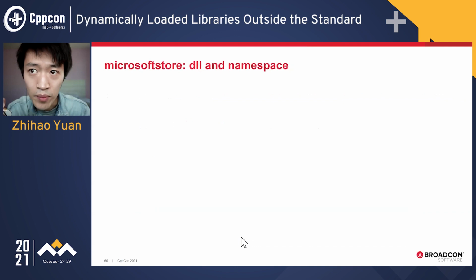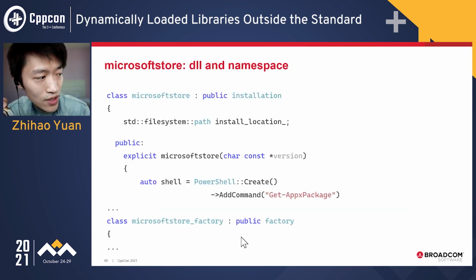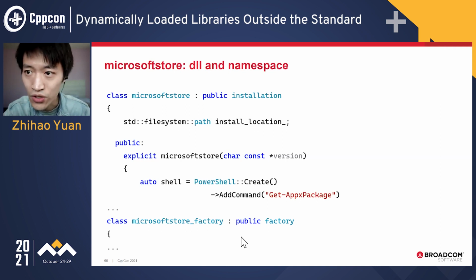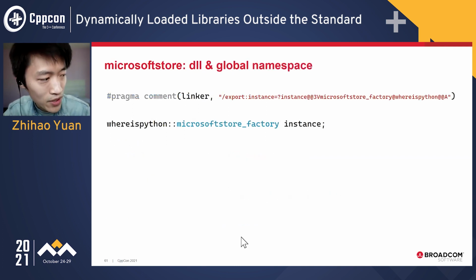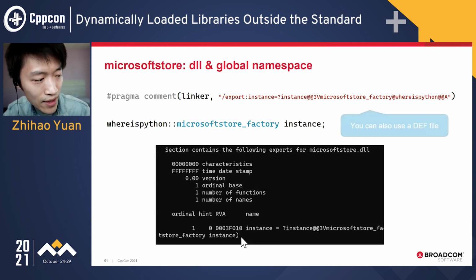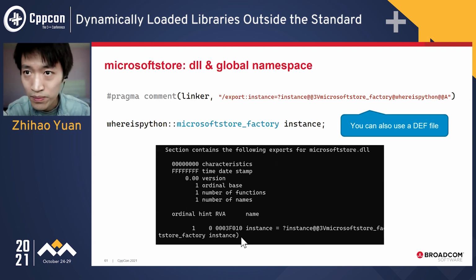Similarly, in the Microsoft Store installer, to show the flexibility of this solution, there is a C++/CLI project. I'm looking for the Python installed from the Microsoft Store using the C++/CLI package with PowerShell. And very similarly, we define an instance of the factory and export it. Note that with MSVC, you can also use a .def file if you don't like to use vendor specific pragmas.